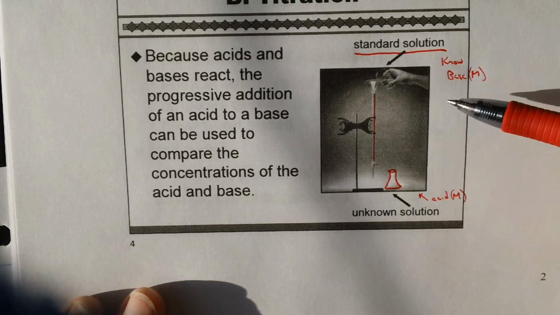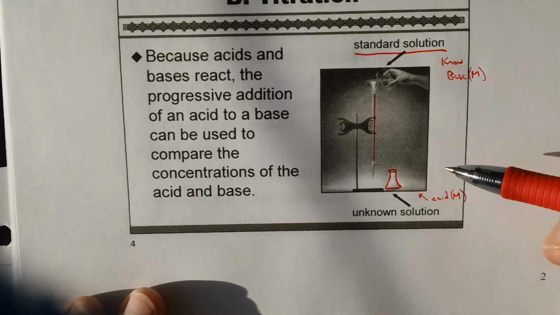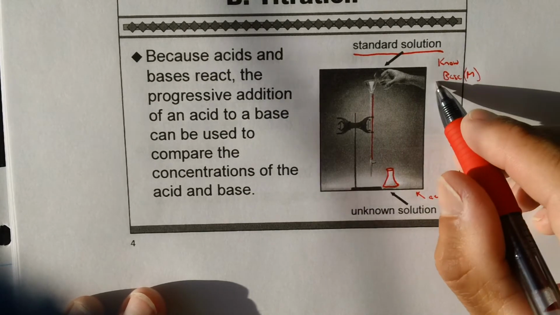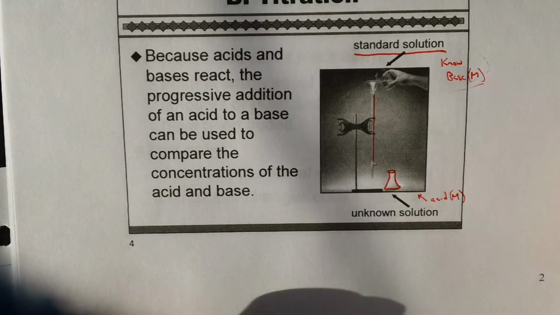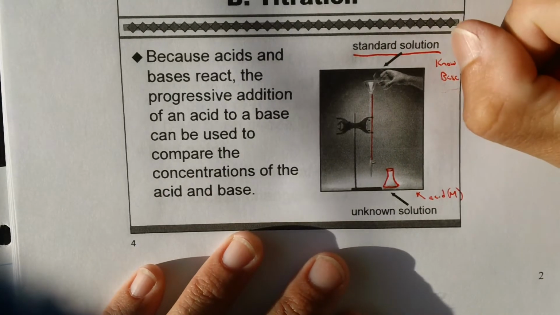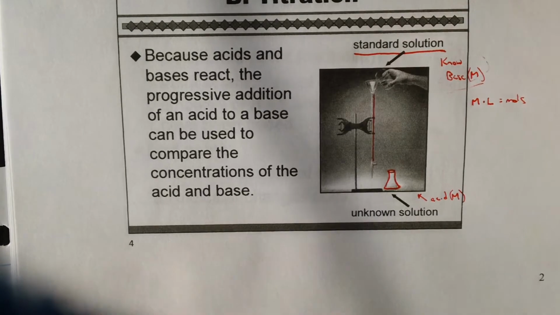So when it turned light pink, that means we would have an equal number of moles of acid and base in that container. And so if we knew the concentration of the base and we knew the volume of the base, we've talked about this before, molarity times liters gives us moles. And so if we knew the molarity and how much volume we put in, we know how many moles we have.